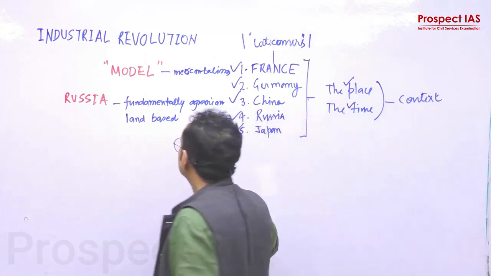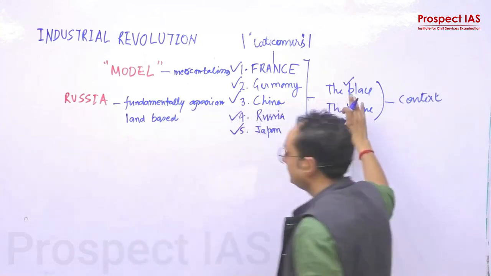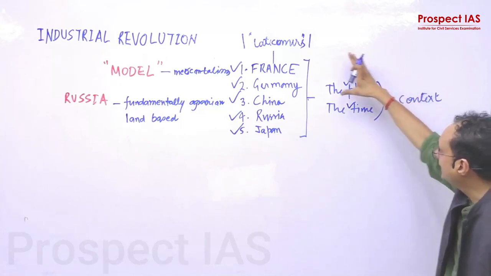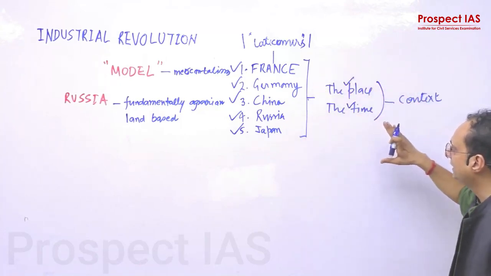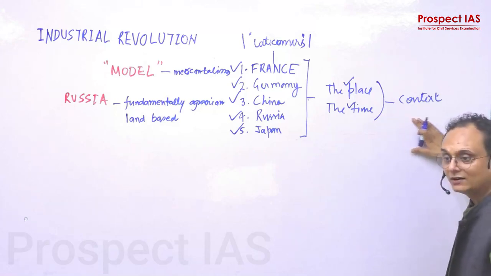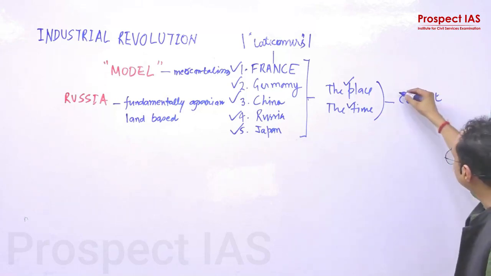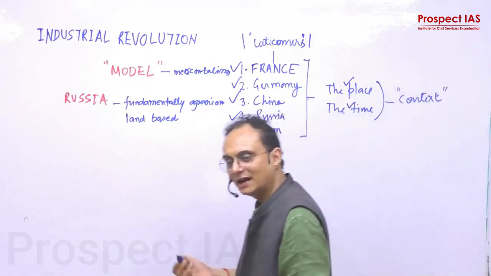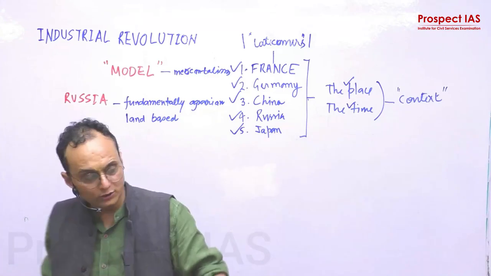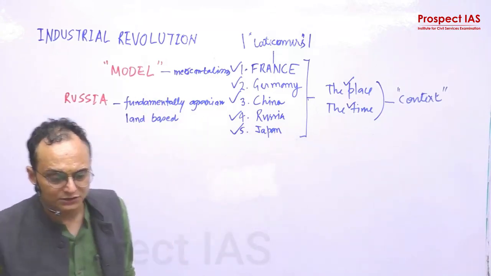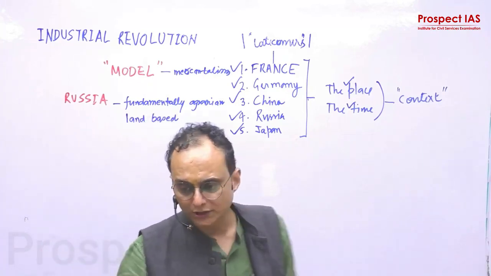So Russia, I said that the place and the time of each of the countries mentioned here was different, meaning the context was different. What is context? The time and the place. Time and the place. Whatever is written here on the board, write it all down, okay? Then whatever I additionally dictate, that will be done.